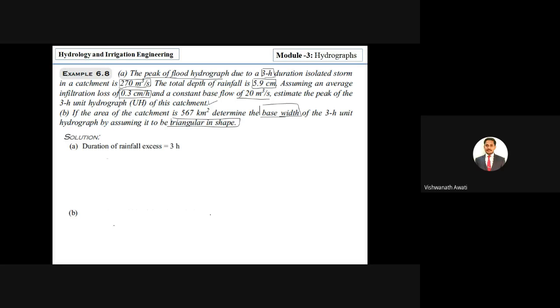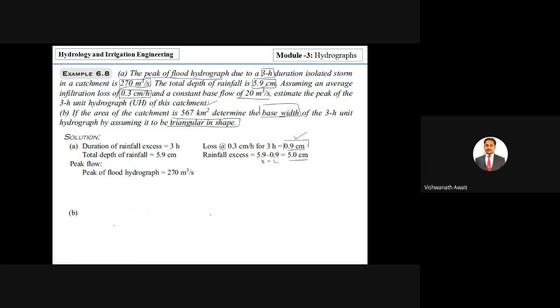So first, to calculate the peak of the 3-hour unit hydrograph, the duration is 3 hour and the total depth of the rainfall is 5.9 centimeter. It is given, correct? Then one more data is the loss, 0.3 centimeter per hour, and totally how many hours is it? 3 hour, right? And 0.3 into 3 is 0.9, correct? That is the loss. Then the rainfall excess is rainfall minus losses. We got losses as 0.9, and when you subtract it from the total rainfall depth 5.9, you will get rainfall excess as 5 centimeter.